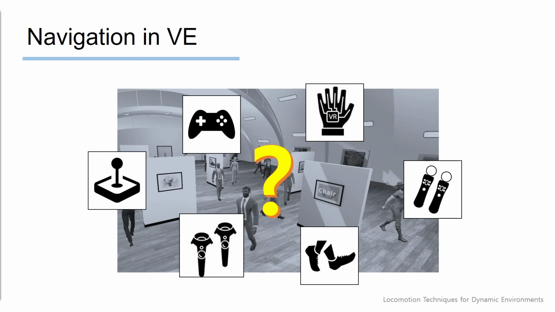Therefore, it is meaningful to investigate how different locomotion techniques affect user performance and preferences depending on the degree of dynamism of the VE. We selected 3 locomotion techniques: joystick, teleportation, and redirected walking, all commonly used for VR navigation.